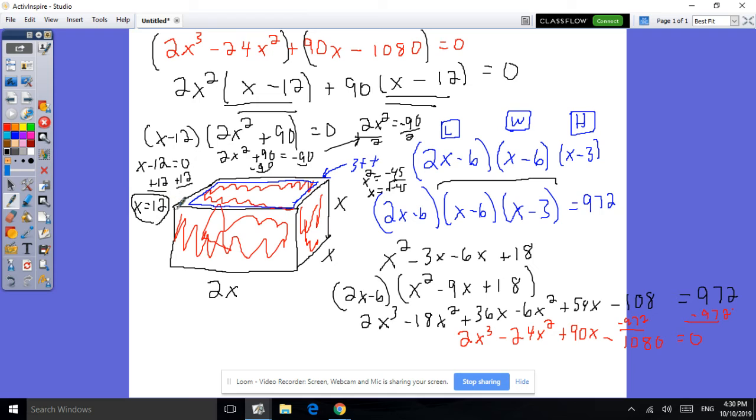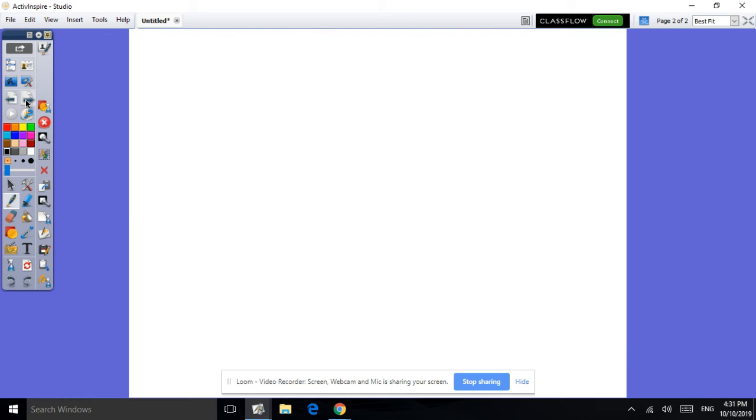That's it. So if x is 12, I want to go back to my original problem, and I need those outer dimensions. So my height is 12, which is this x. My width is 12, and my length is equal to 24. That's it for that one. So the one in your assessment tomorrow is just like this. All right, let's do another factoring problem example just to practice. Let me find one. Looks interesting.